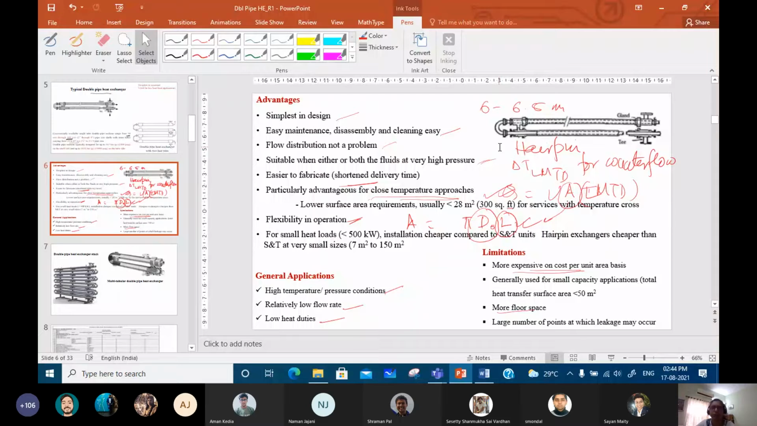a reduction in pressure drop, because particularly for the annular fluid, when it is subjected to so many direction changes, very frequently the pressure drop becomes unacceptable. So therefore, this is the general arrangement which you have.